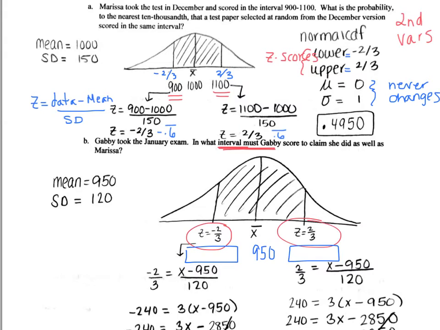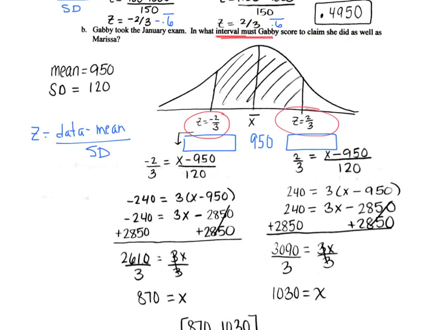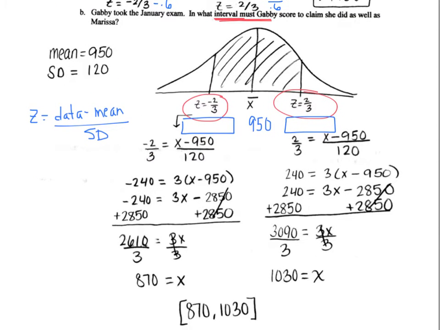So we're going to use the formula that z is equal to the data value minus the mean over the standard deviation. So notice, instead of z, I put negative 2/3. The data value is unknown. I want to find what her data value is with the mean of 950 this time and a standard deviation of 120. So if you look to see what I did here, I honestly just cross-multiplied and solved for x. And when I did that, I realized that her lower limit of the score should be about 870.